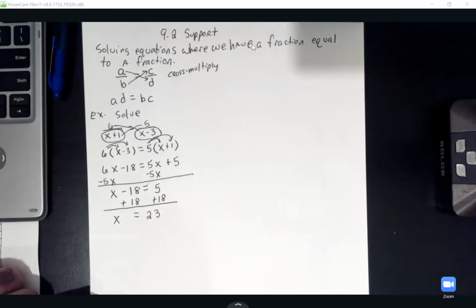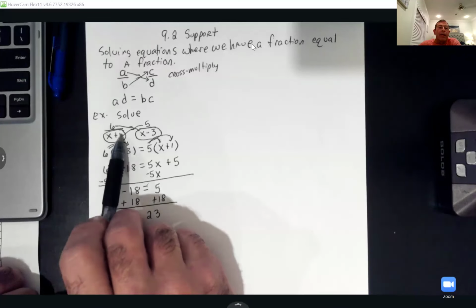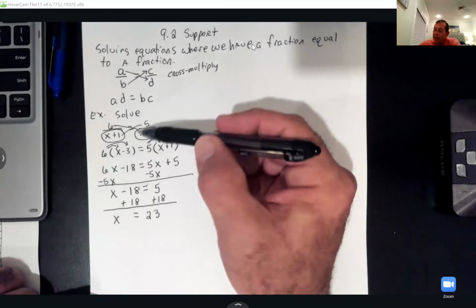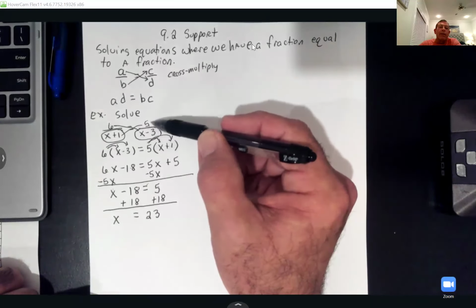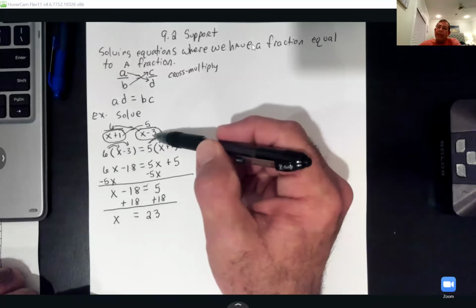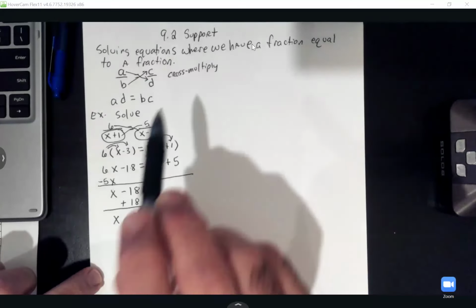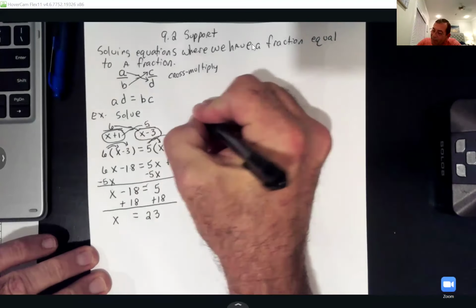So if you wanted to check this, if you put the 23 here, that gives you 24. So you have 6 over 24 on the left side. 23 here minus 3 is 20. So 5 over 20 is 1/4. 6 over 24 is 1/4. So that thing does check out, okay?